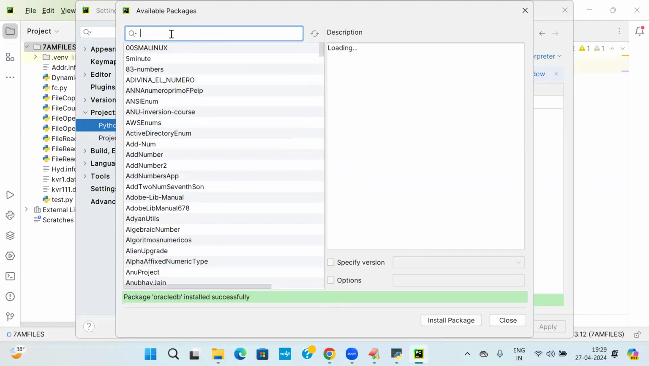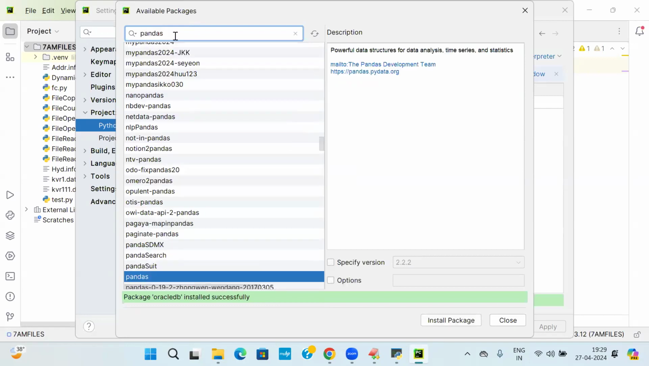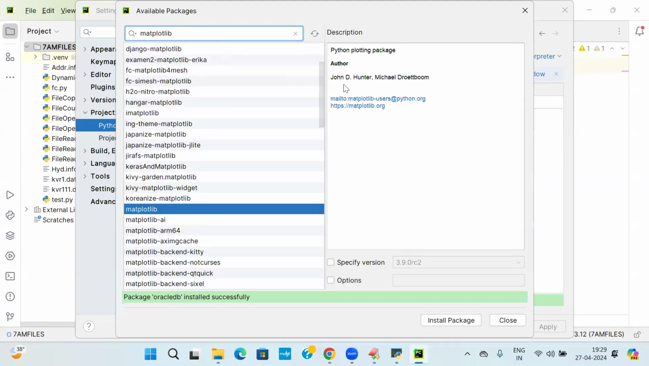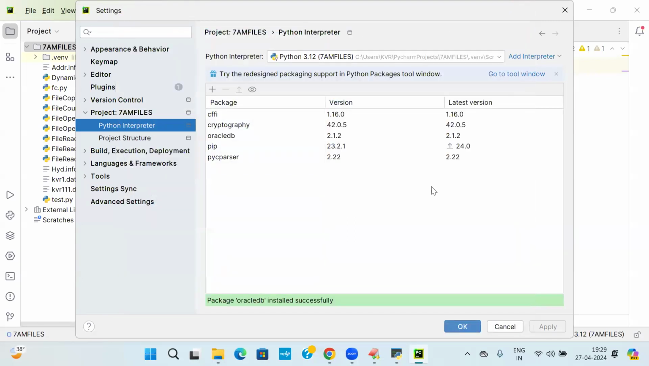Who is next? I'm going for pandas. Pandas I'm going to discuss extensively. Who is the author of pandas? I will show you the name further on. Wes McKinney, he is the author. Next is Matplotlib. Matplotlib is by John D. Hunter. These are the scientists. These are all called third party people.